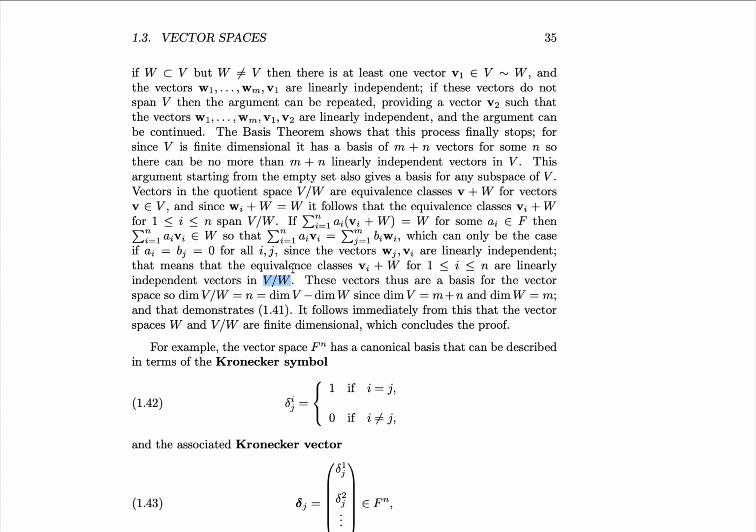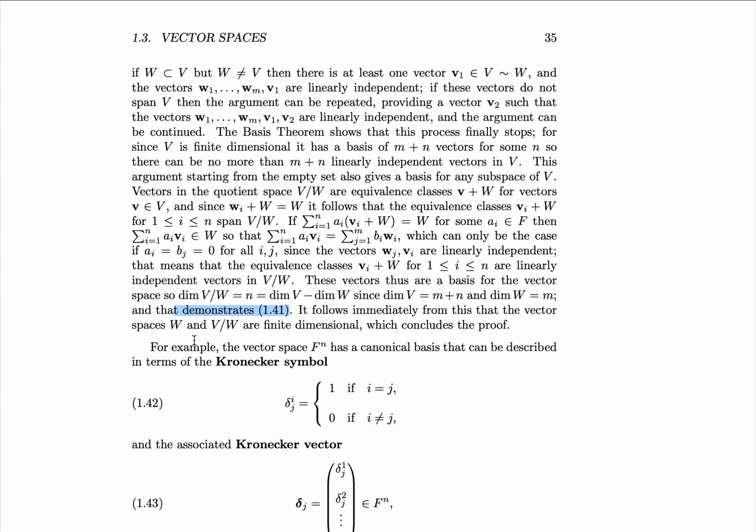Now that we've shown that they span V quotient W and they're linearly independent in V quotient W, these vectors are thus a basis for this vector space. And we said the dimension of V quotient W is equal to n, which is dim V minus dim W, since the dimension of V is m plus n and the dimension of W is m. And then you simply add the dimension of W to the other side, and you get the equality of interest.